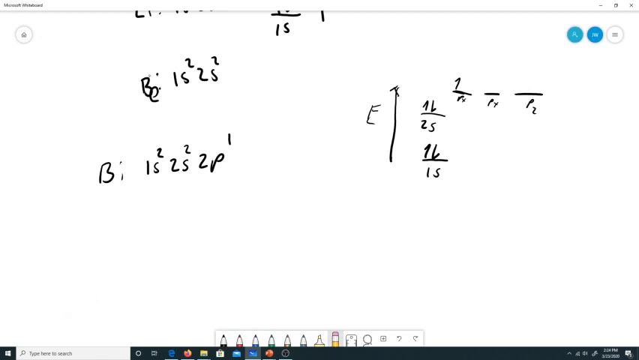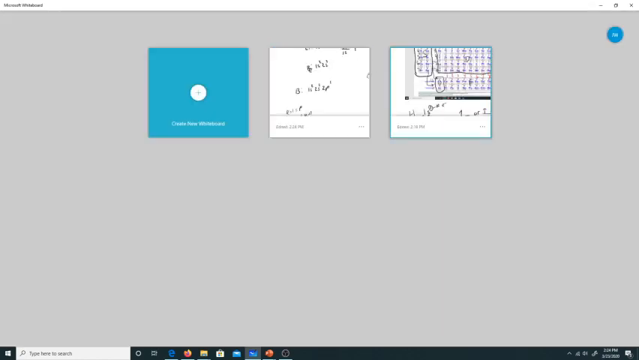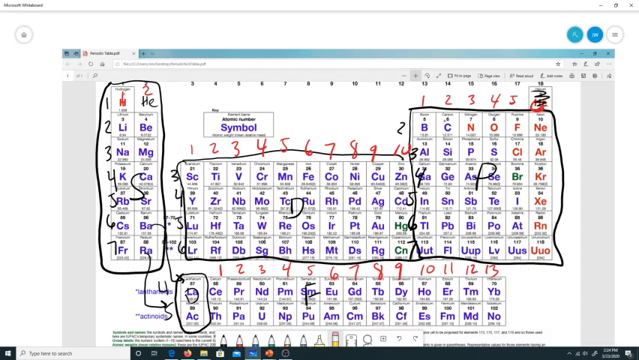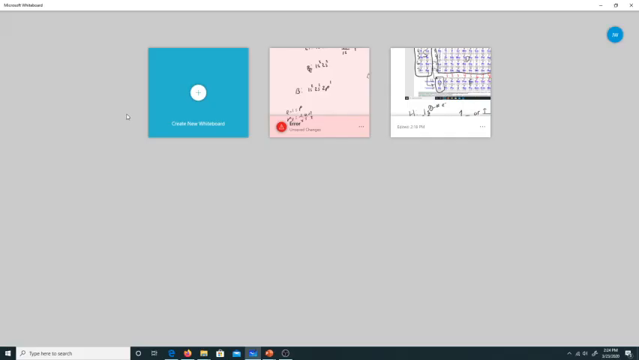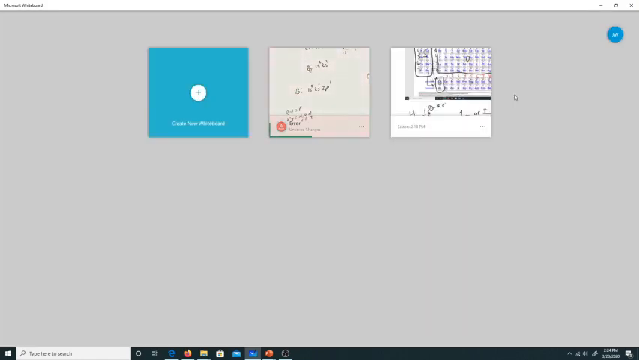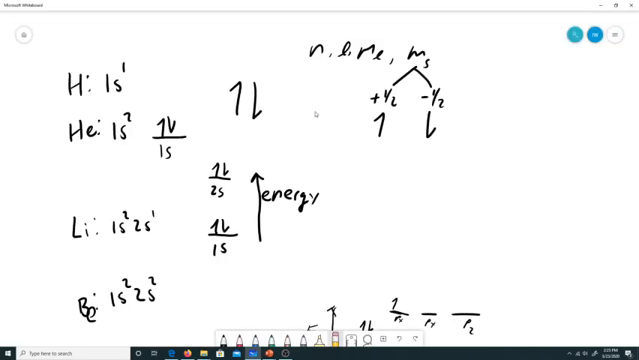Alright, so after boron, we've got carbon. Carbon has 6 electrons total. It has 4 valence electrons, but 6 total. Notice carbon ends in the p block, second column. So it's going to end with 2p2. So for carbon, and I lost my whiteboard. Okay, so carbon ends in 2p2.